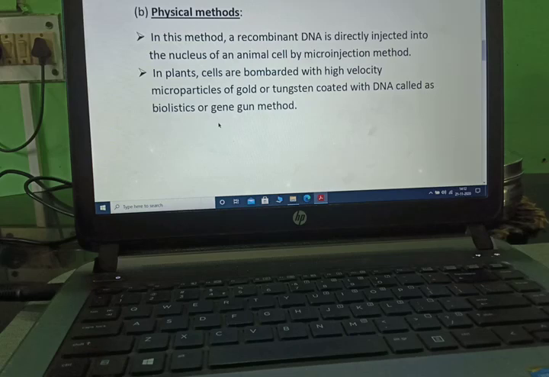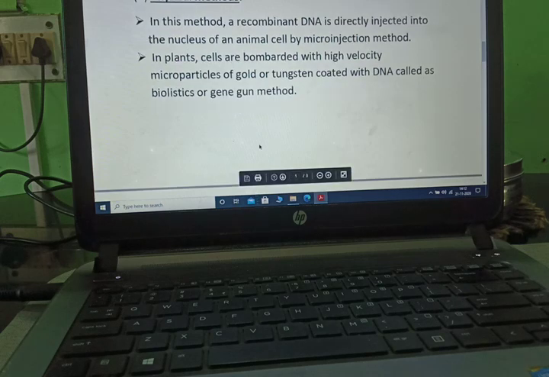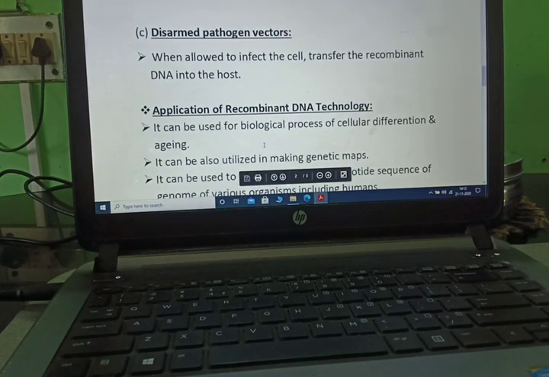Physical method. In this method, a recombinant DNA is directly injected into the nucleus of an animal cell by the microinjection method. In plants, cells are bombarded with high velocity microparticles of gold or tungsten coated with DNA, called the biolistic or gene gun method. Next, disarmed pathogen vector. When allowed to infect the cell, it transfers the recombinant DNA into the host.